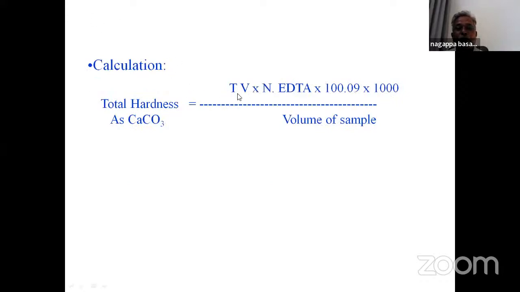Total hardness is equal to titer value into normality of EDTA into 1000 into 100 (calcium carbonate molecular weight) into 1000, in milligram per liter, divided by the volume of sample taken for titration. This is the equation you have to use.